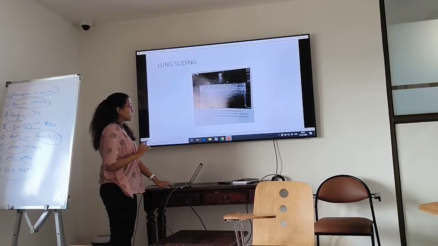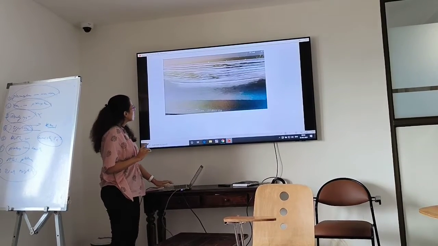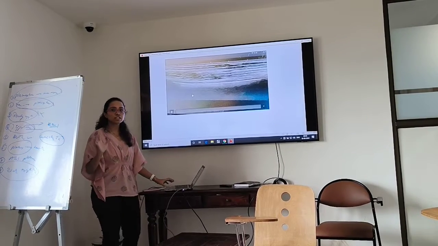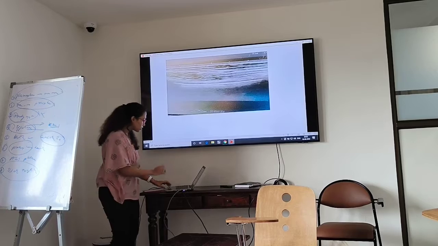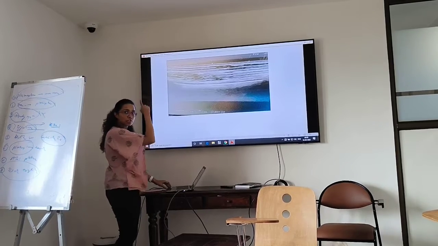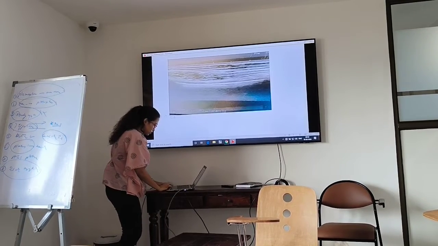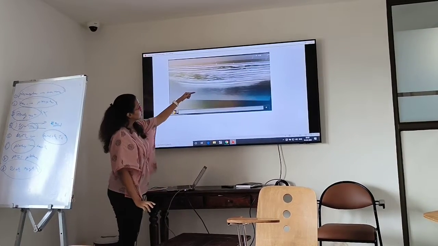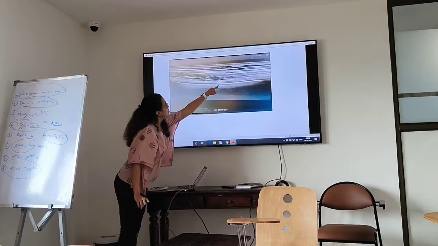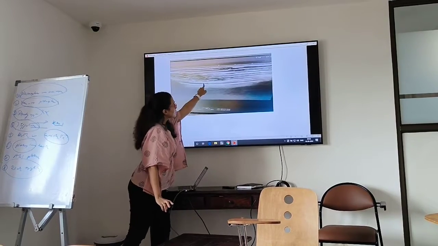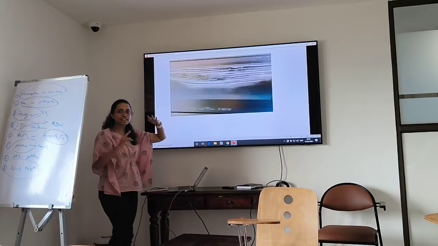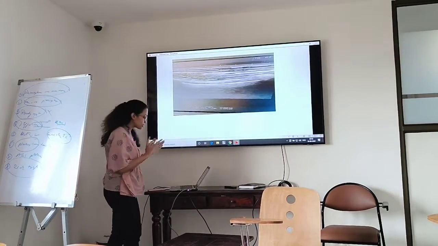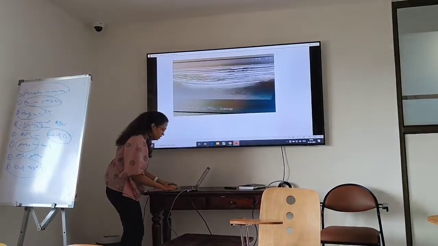Then lung sliding. Lung sliding is seen in a normal lung, where we saw the pleural line in the first picture that we saw. This is the movement of the pleura. This is a normal lung which is sliding. So there are two things, sliding as well as shredding. Sliding is a normal lung parenchyma which moves along with inspiration and expiration.